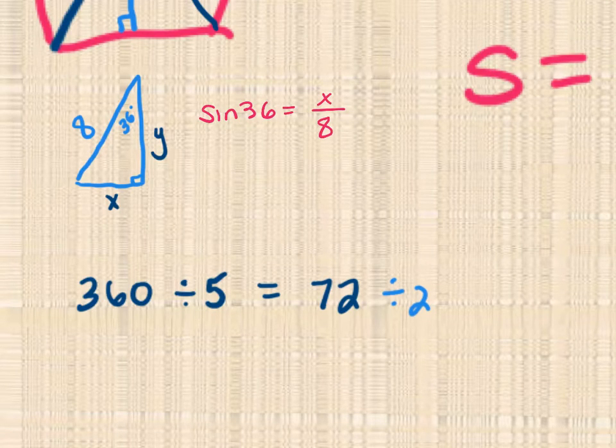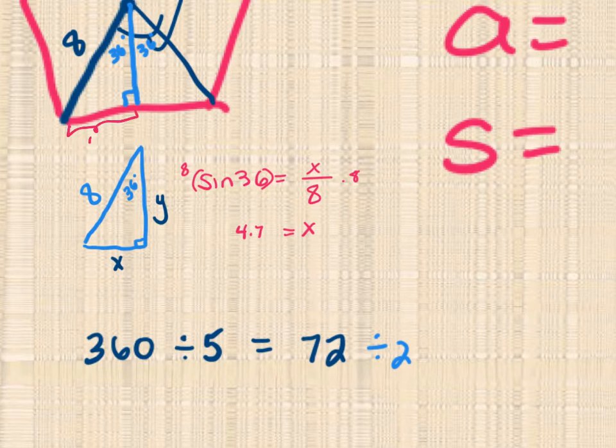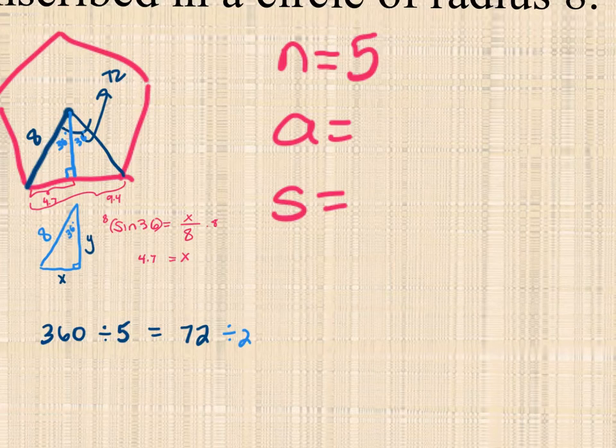Do you remember this? Yes. So then what happens when the number's in the bottom? I multiply. And I would do 8 times the sine of 36, and I'm going to round it to the nearest tenth. That's 4.7. So half of my side is 4.7. You with me so far? So I have to double it to get the S. 9.4 is my S.